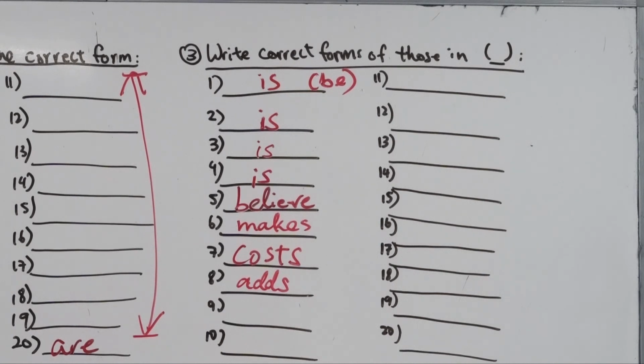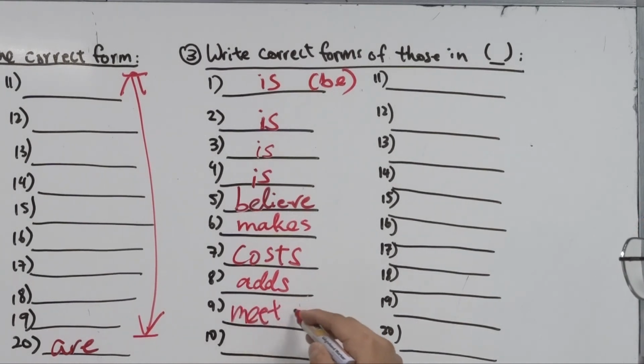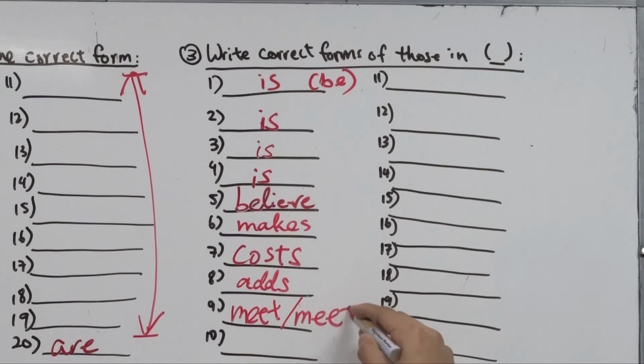Okay, so the committee. Because this is a collective, it's a different type of collective. The committee could mean one person or a group of people. So it could be meet or meets. Okay? Meet or meets. Alright, let's move on to the next one.